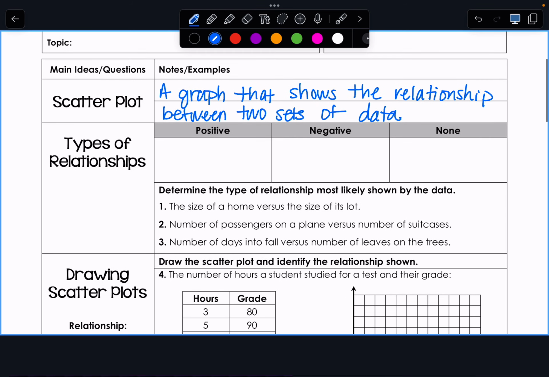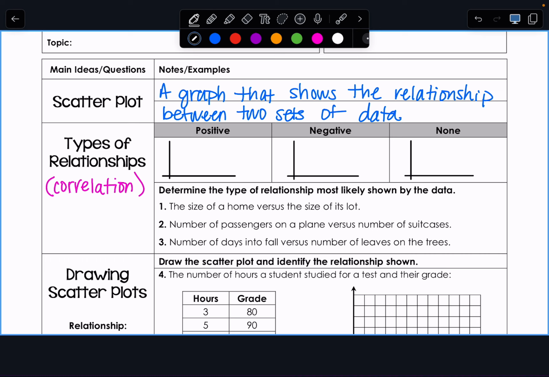Now, I want you to write this word underneath. Sometimes you're going to hear it called correlation, okay? But we have three options for what kind of relationship or what kind of correlation we're going to see. And that warm-up activity I had you do at the beginning of class was to help guide you to kind of see what categories we're going to have, okay?